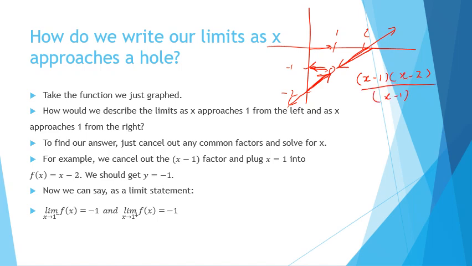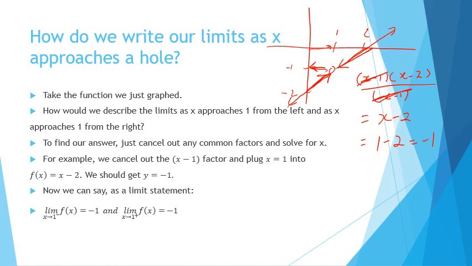All you want to do is plug 1 into the equation, and you get 0 divided by 0, which is bad. This is why the hole exists in the first place. So we want to cancel out that common factor and simplify this equation into x minus 2. Now we can plug in 1 to get negative 1.